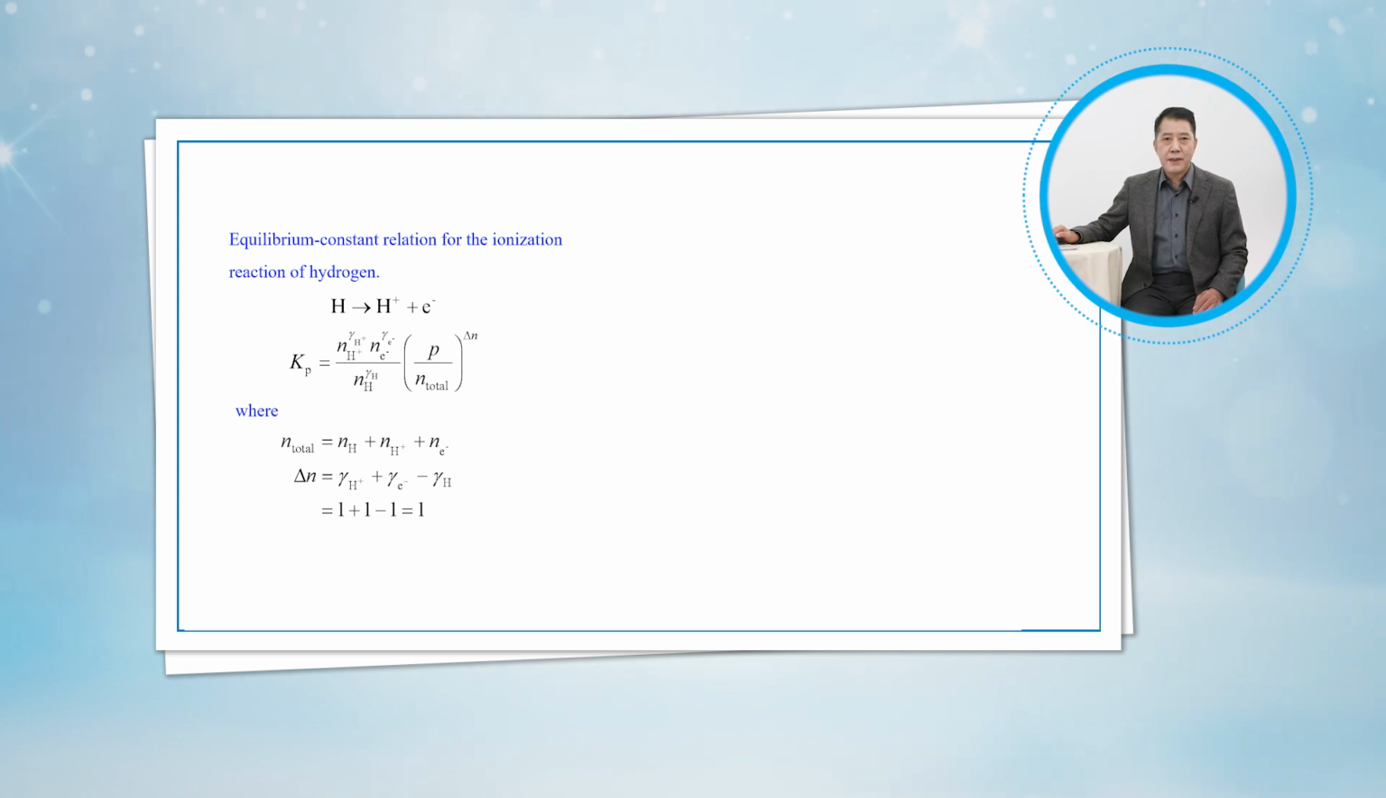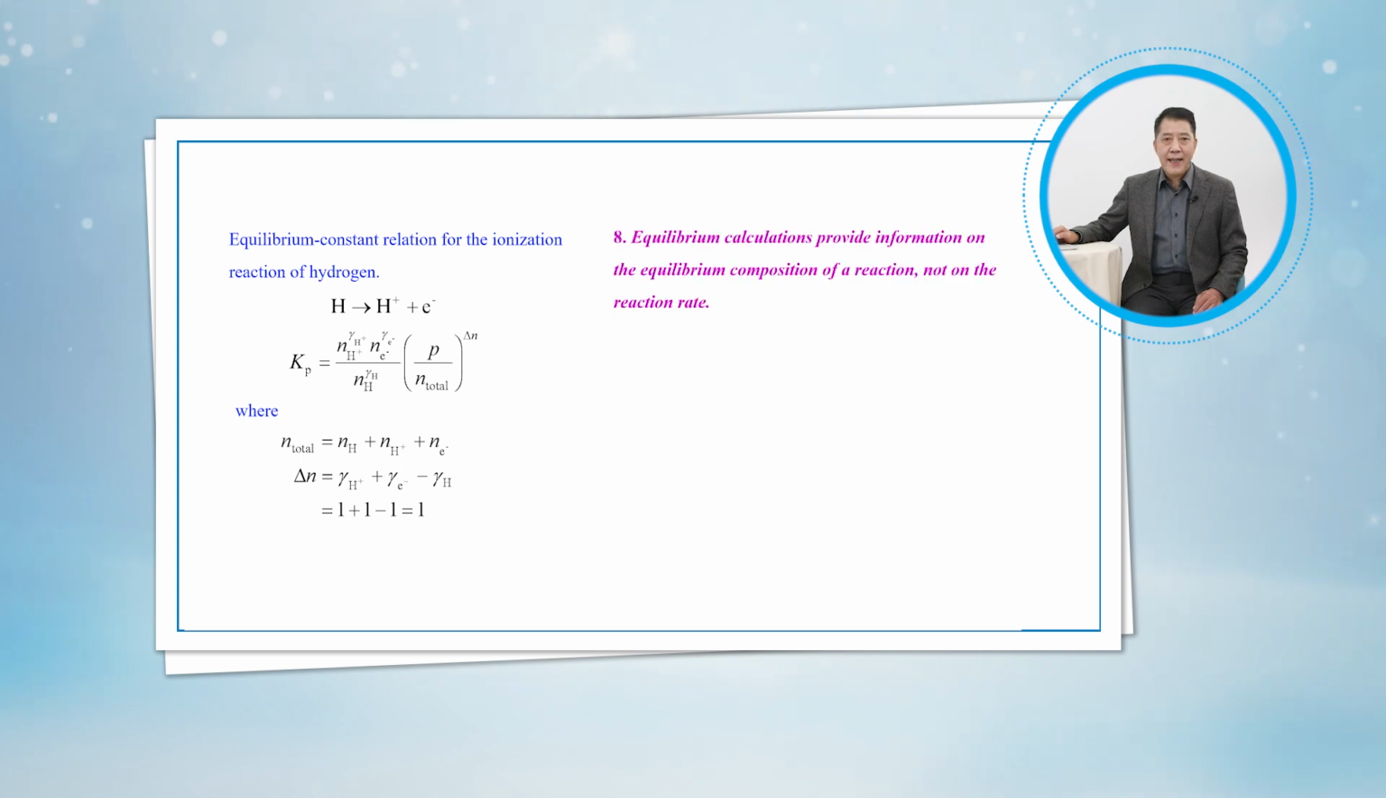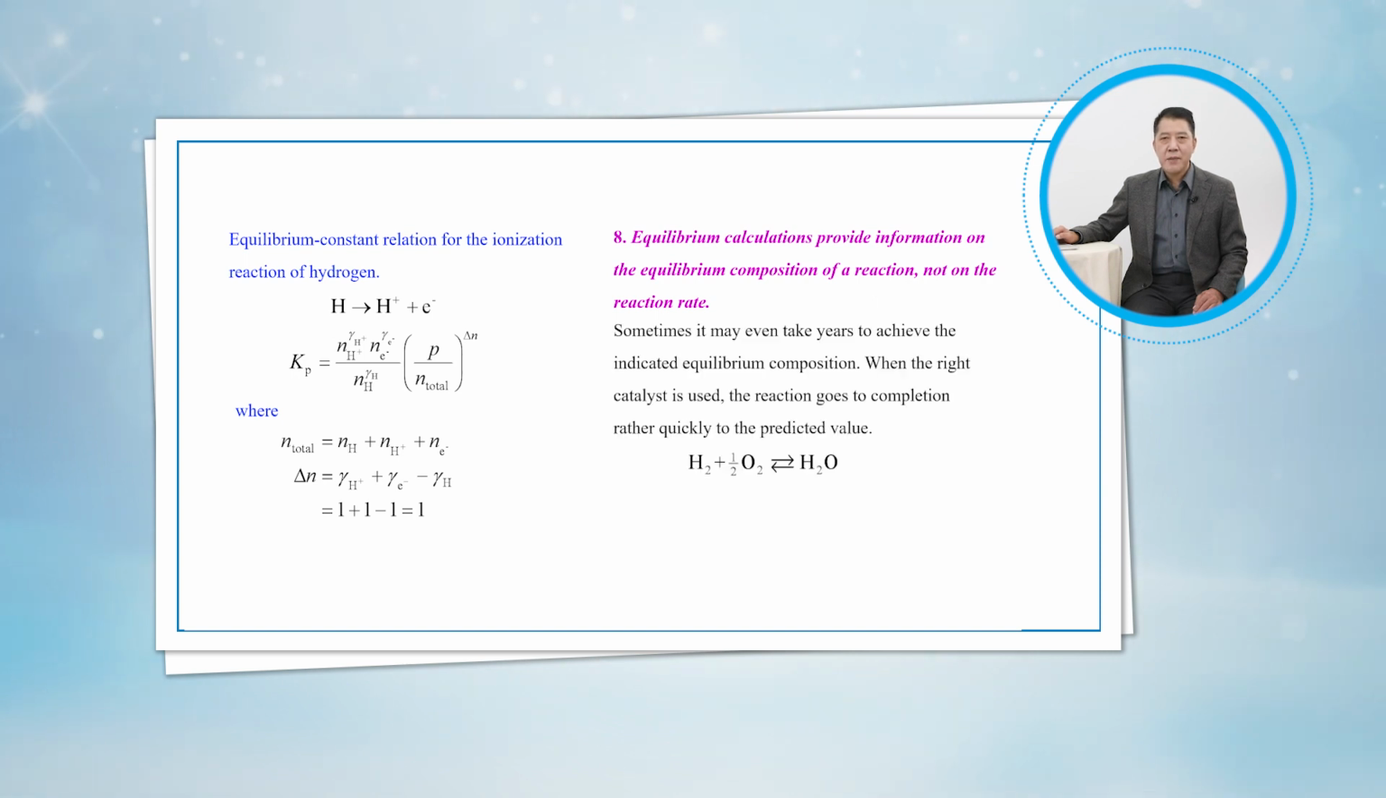This treatment may not be adequate in the presence of strong electric fields, since the electrons may be at a different temperature than the ions in this case. Lastly, equilibrium calculations provide information on the equilibrium composition of a reaction, not on the reaction rate. Sometimes it may even take years to achieve the indicated equilibrium composition.